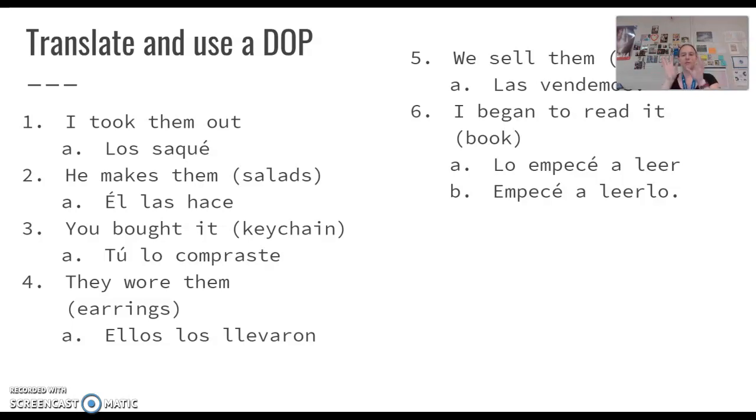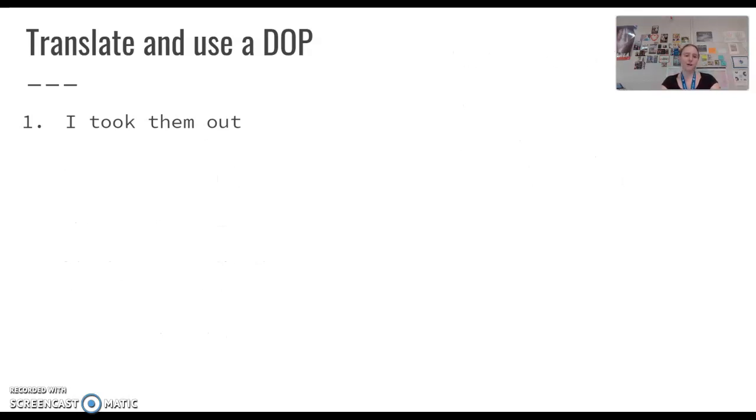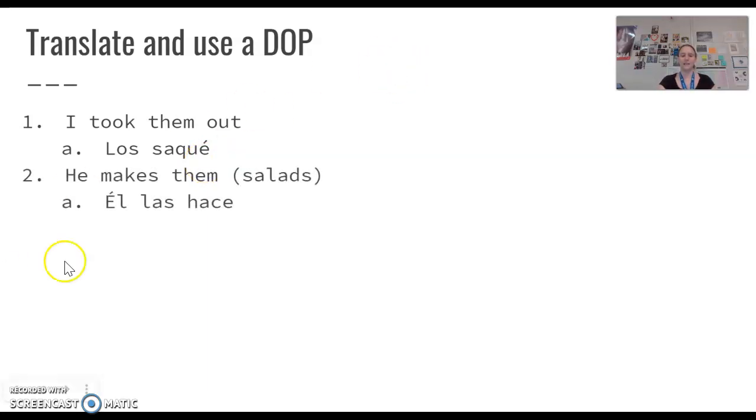Okay. So I know that I zipped through these. Take them back off. Pretend you didn't see them. Go through, write your sentences, and then we'll check your work when you're done. Okay. Number 1. Took them out. If I don't tell you what the "them" is, assume masculine, or the "it." Los saqué. Make sure you have your QU. Number 2, he makes them, if "them" are salads, which are ensaladas. Él las hace. So he makes them.